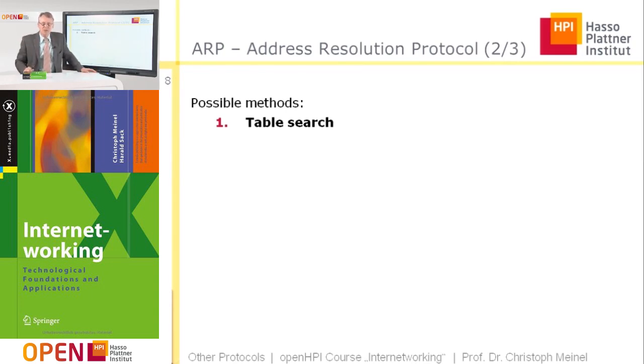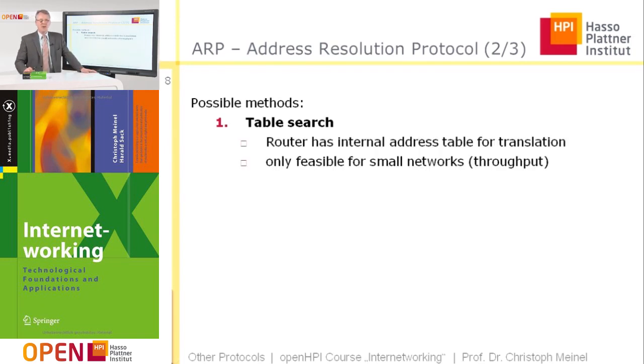How this address resolution is implemented, there are different possibilities. A very simple possibility is a table search. So the router has an internal address table for the translation, and if he gets an IP address and he sees it's a computer inside the network, he makes a table lookup and finds out the corresponding network address. But of course, such tables are only a meaningful approach if it's a small network.